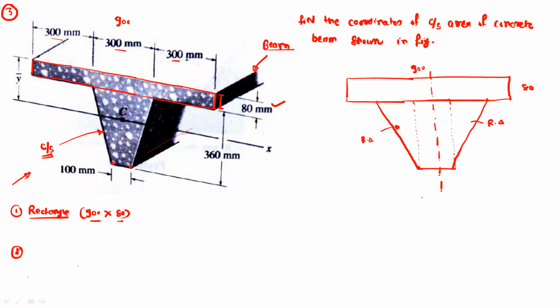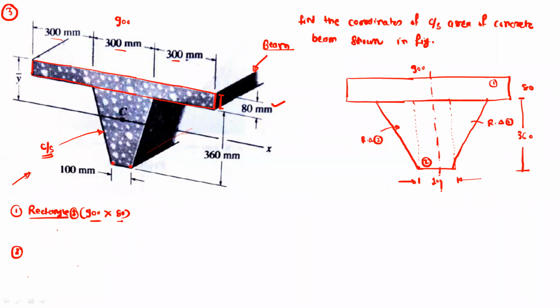Its dimension will be, so this dimension is given. So this is 100 mm. Then this is equal to 360. Okay. So name this: this is rectangle 1, this is right angle triangle 1, this is right angle triangle 2. Okay. And this is rectangle 2. So we will get the rectangle 1 dimension as 900 by 80.